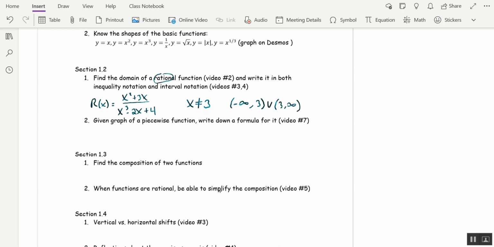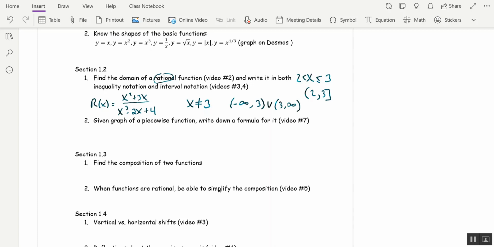Another example of inequality notation is like x between 2 and 3, not including 2, but including 3. That's inequality. And as an interval, that would be parentheses 2 comma 3. Super important that you can go between the two notations in this class.